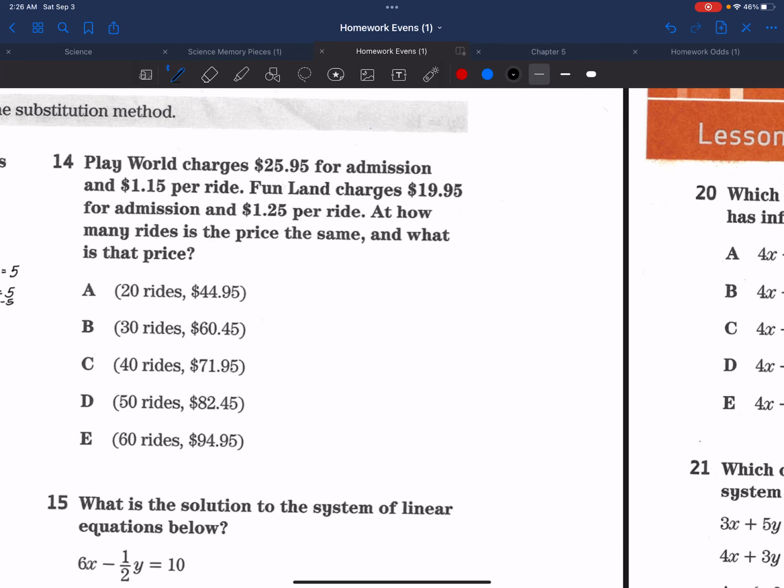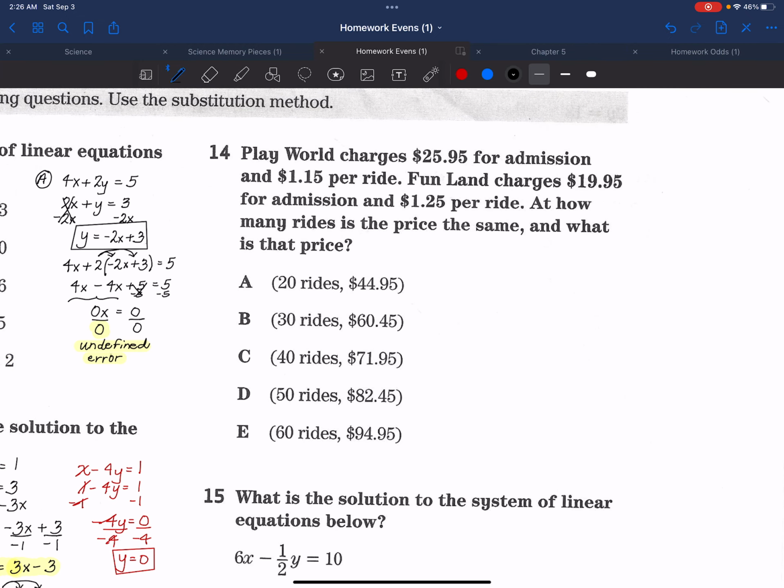Okay, number 14. Playworld charges $29.95 for admission and $1.15 per ride. Funland charges $19.95 for admission and $1.25 for a ride. At how many rides is the price the same, and what is that price?